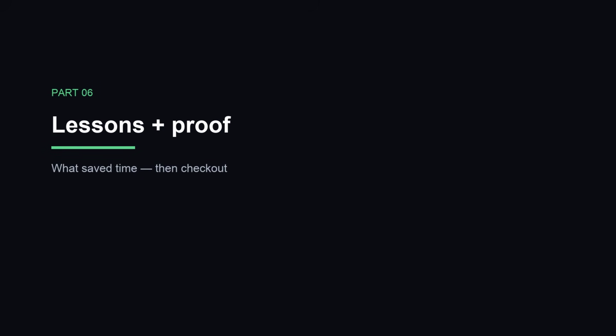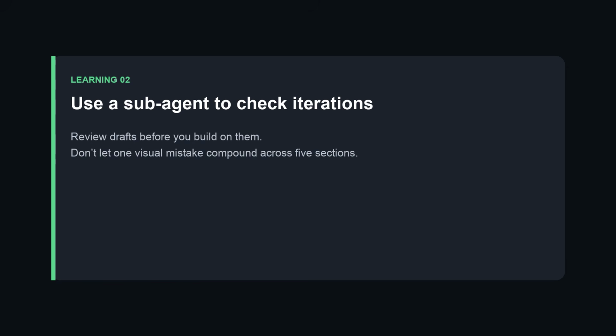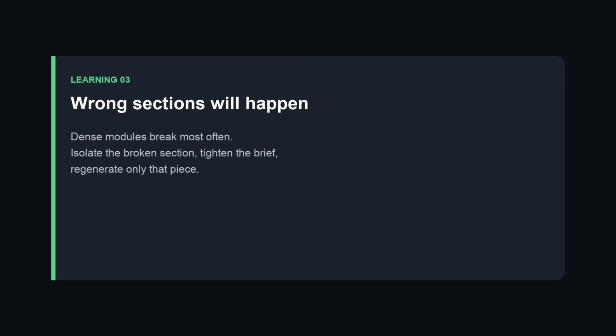First, connect Shopify and Figma before you chase pixels. Without those connections, the agent is guessing. Second, use a sub-agent or a review pass to check drafts before you build on them. One small visual mistake will compound across 5 sections if you don't catch it early.